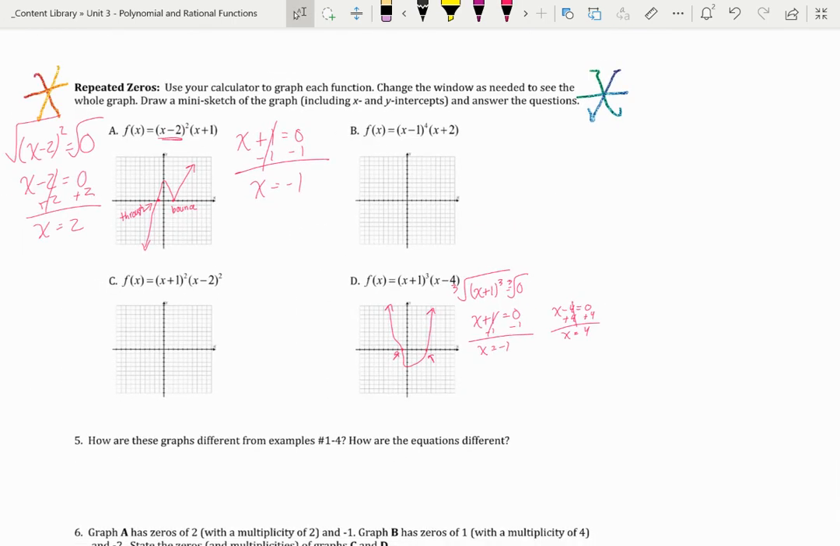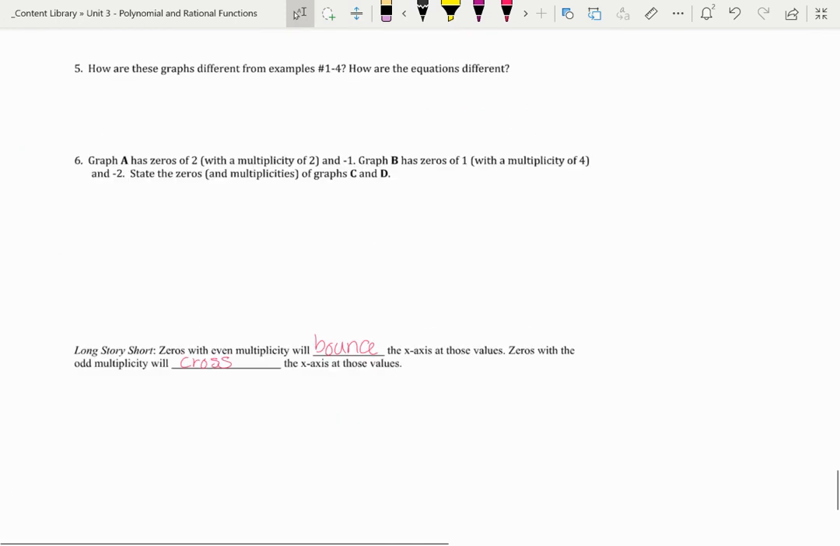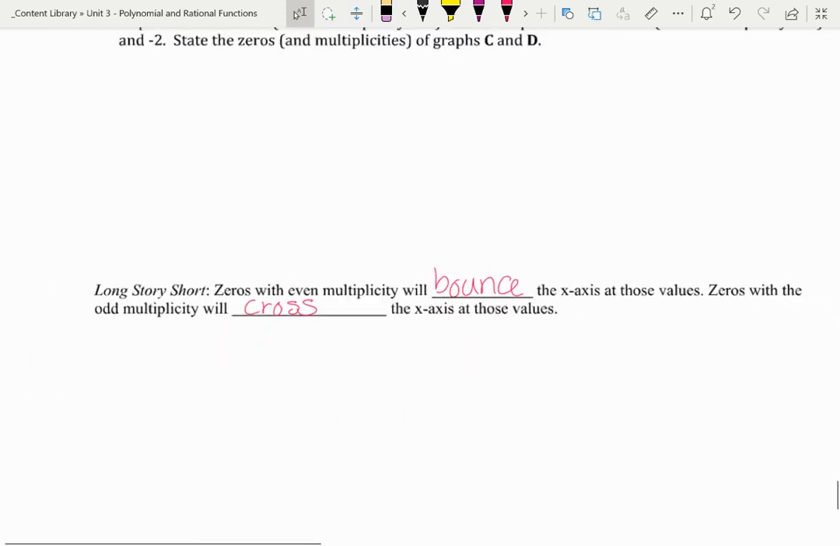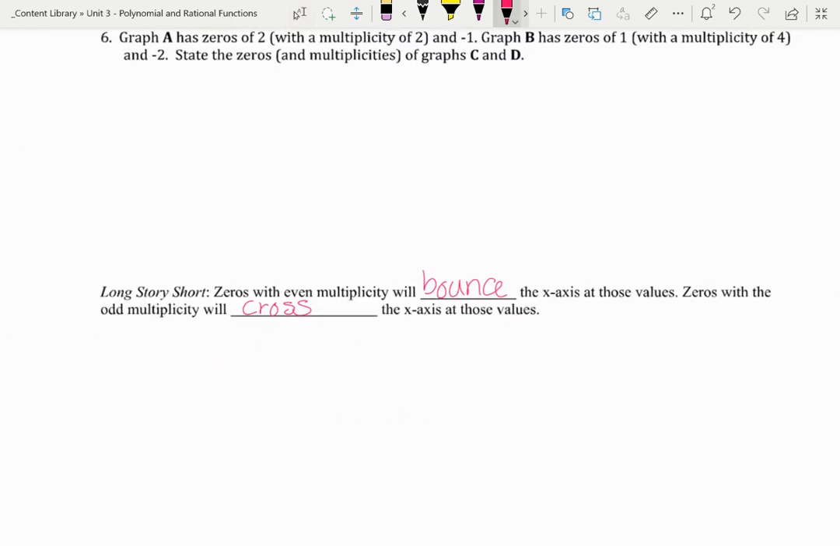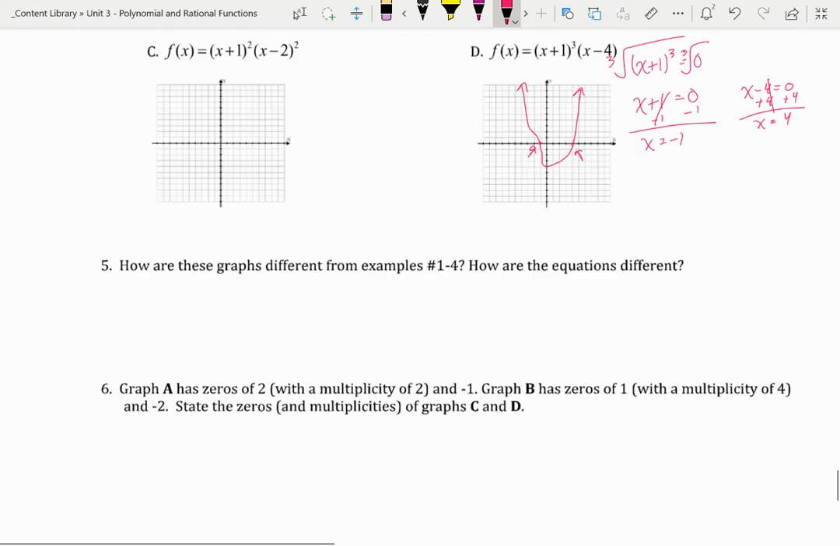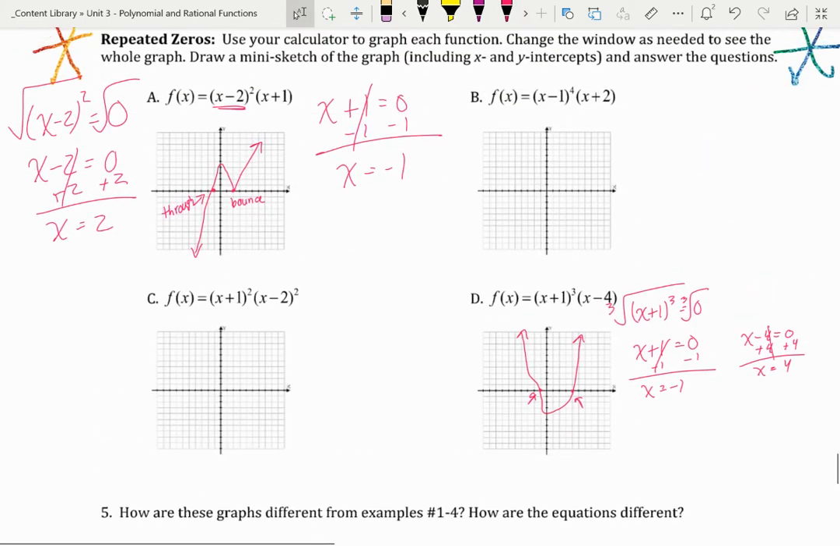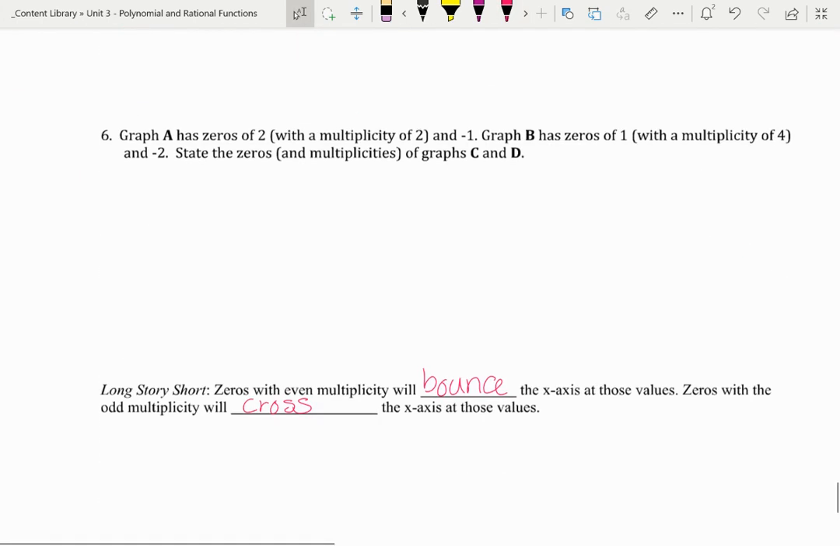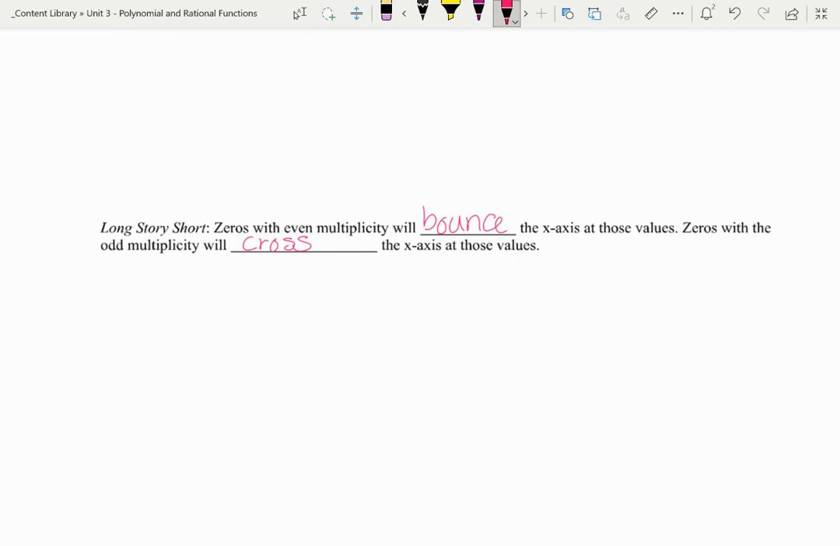Okay. We are going to skip 5 and 6 because I want you to see down here. When it comes to the repeated zeros, this is what I want you guys to know right here. Please make sure that you have this written down. This is our long story short.